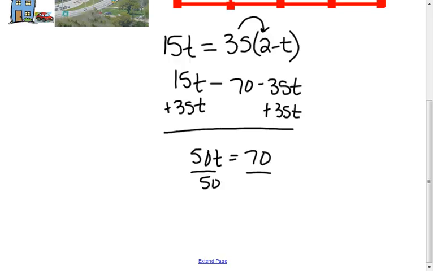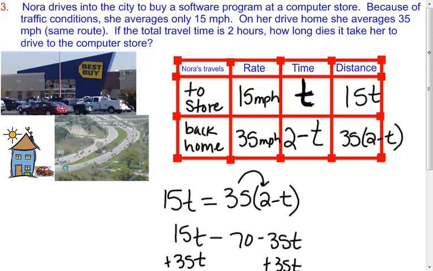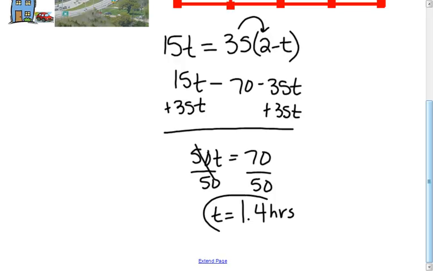Divide by 50. And t will be 1 2/5 hours, or 1.4 hours. Okay? So t is 1.4 hours. Again, I want you to read the question. And the question was, how long does it take her to drive to the computer store? So notice I have t on to the computer store. So I have answered the question when I solve for t. So that is what that should be.